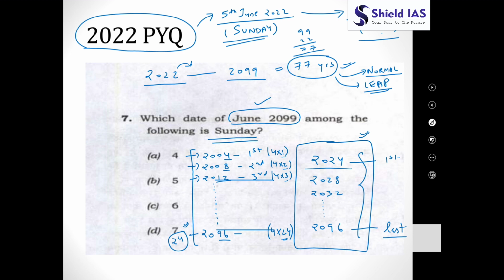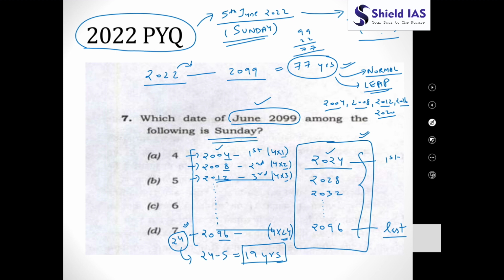2096 is the 24th number in this sequence. But we have to calculate from what? 2024, not 2004. So how many numbers are there between 2004 till 2024? 2004, 2008, 2012, 2016 and 2020. These 5 years have to be subtracted from this 24. So 24 minus 5 comes out to be 19. So there are total 19 leap years.